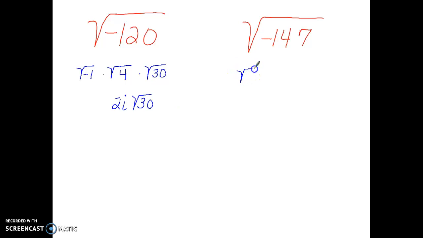In the second example, here would be my 3 factors that I'm going to use, and I'm using square root of 49 because 49 is a perfect square. That means my simplified answer would be 7i times the square root of 3. So anytime you have a negative 1 under a square root, that's going to be represented by the letter i to mean we have an imaginary number.